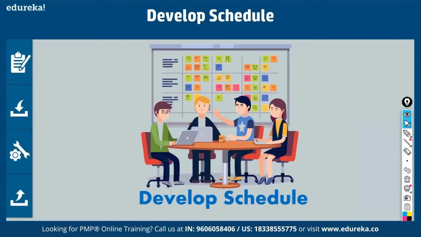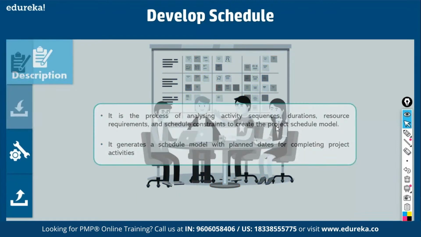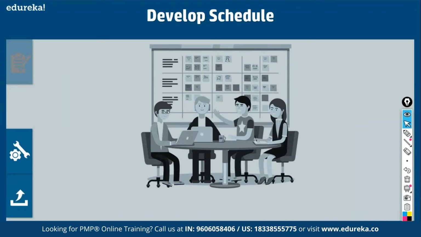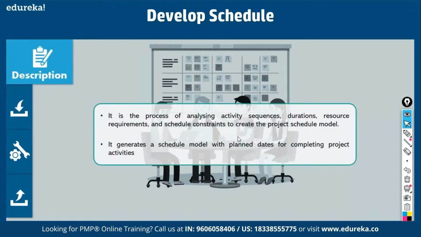Fine. This is a process of analyzing activity sequence, duration, resource requirements, schedule constraints to create a project schedule. What does it mean? That is, you came up with a network diagram that told you what the sequence is. Then for these activities, you decide the durations. Then you also decide who's going to be working on this activity, John or Jack or Jill. And you also consider constraints like within how much time this work should be completed. So you consider all this and you develop a schedule model.